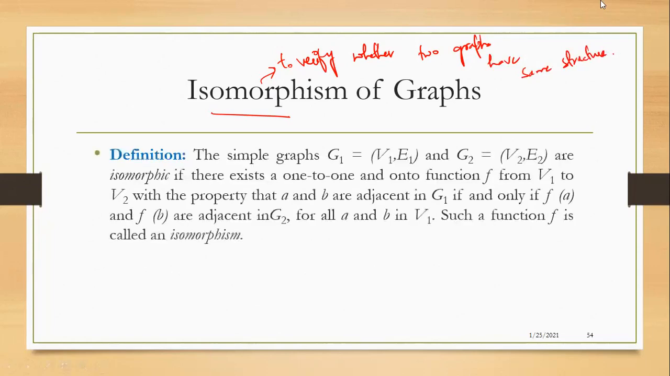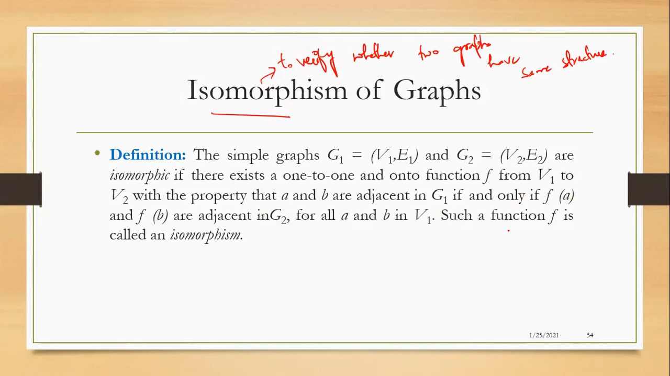So the definition can be given as: the simple graphs G1 = (V1, E1) and G2 = (V2, E2) are isomorphic if there exists a one-to-one and onto function f from V1 to V2 with the property that a and b are adjacent in G1 if and only if f(a) and f(b) are adjacent in G2, for all a and b in V1. Such a function is called an isomorphism.